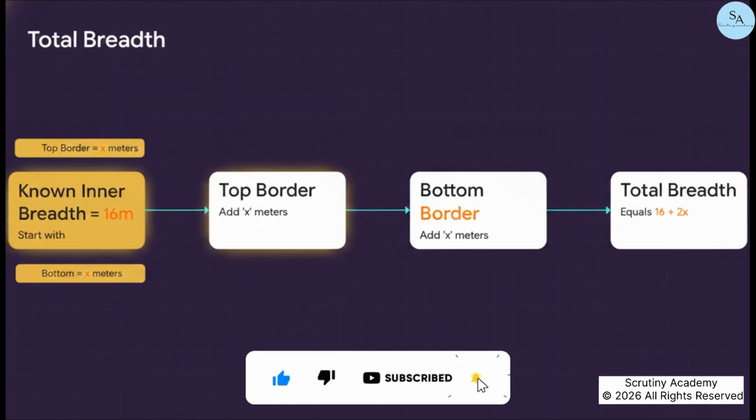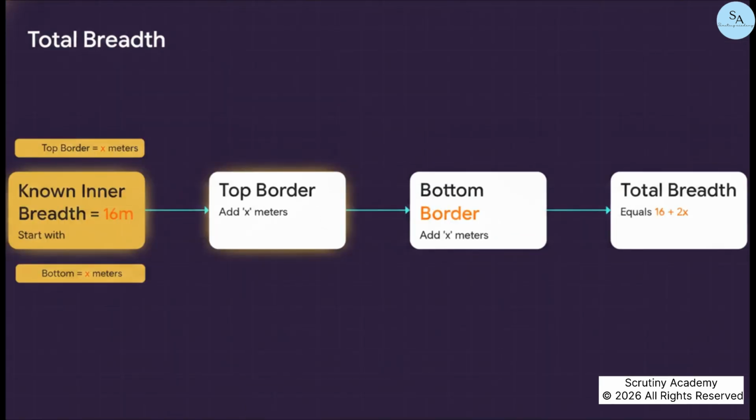Moving on, we use the exact same logic to build the breadth or width of the plot. We start with the known inner breadth, 16 meters. We add the border on the top, which is x meters. We add the border on the bottom, which is, you guessed it, x meters. So our total breadth becomes 16 plus 2x. Notice how patient we're being here? We haven't even really done any complex math yet. We're just describing a physical rectangle with some very simple expressions.